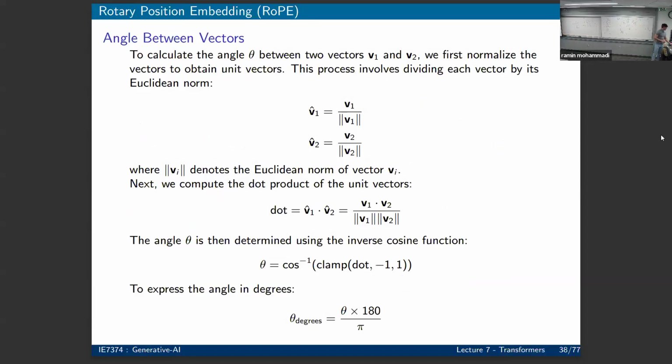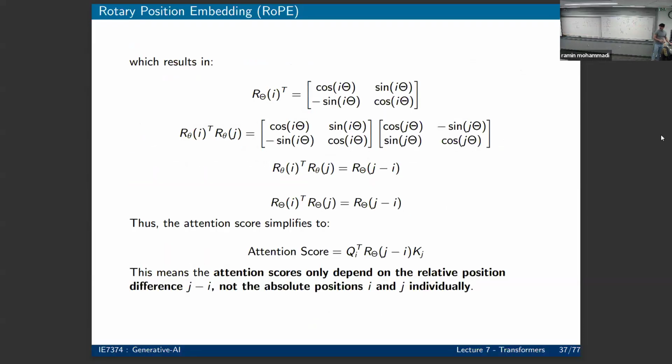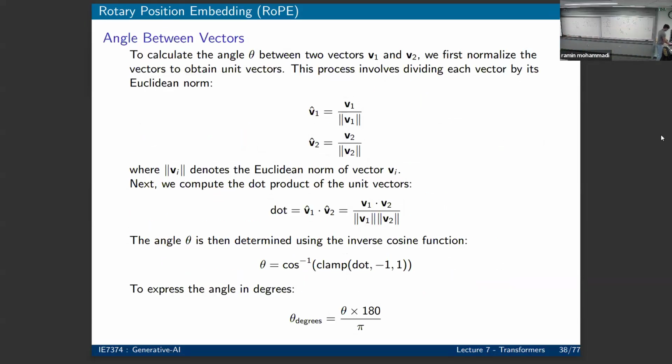Now, so that's theta. Do we hard code it or do we learn it through training? It's hard coded, so there's no learning on it. So the theta value that we choose. What is the theta value that we choose? That was the next slide.